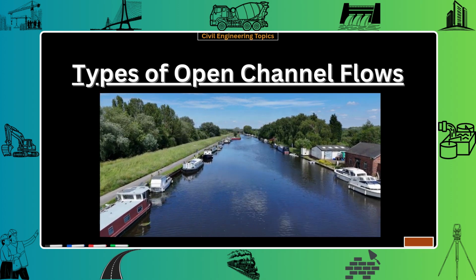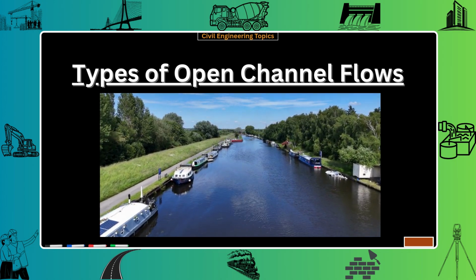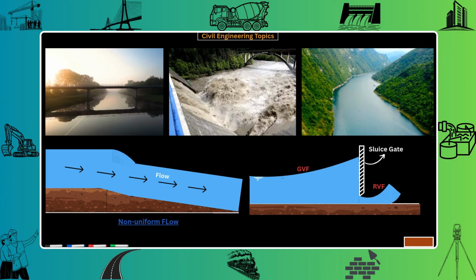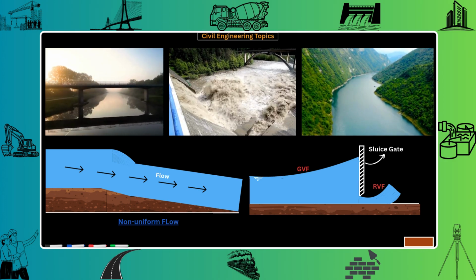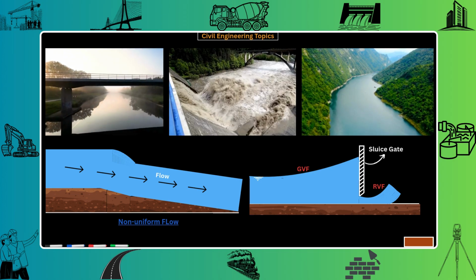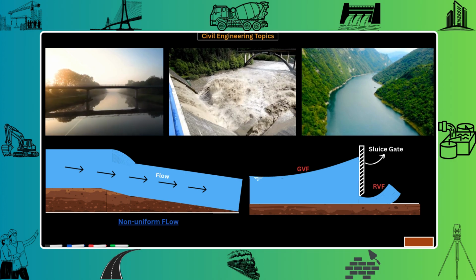In today's video, we'll explore one of the most important topics in open channel flow: types of open channel flows. We'll break it down step by step based on different criteria. By the end, you'll clearly understand how to classify open channel flows like steady and unsteady, uniform and non-uniform, gradually varied flow and rapidly varied flow, and more. So, let's dive right in.